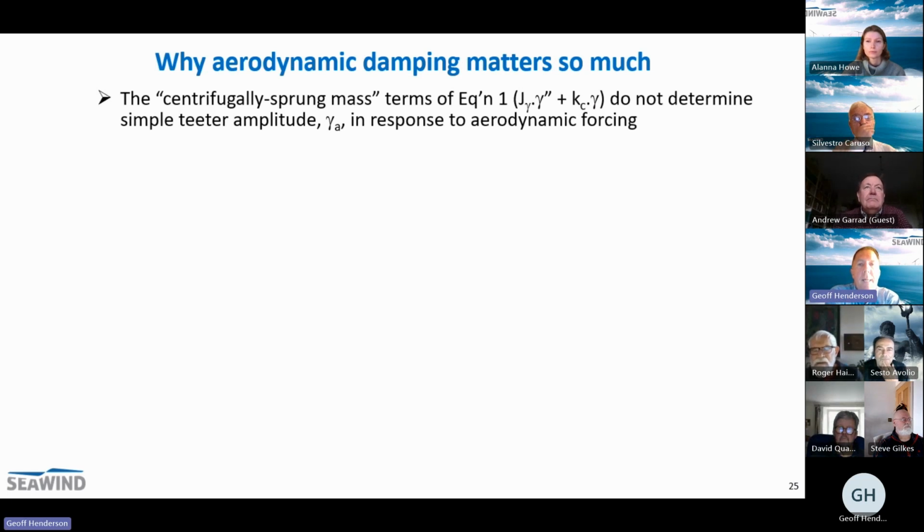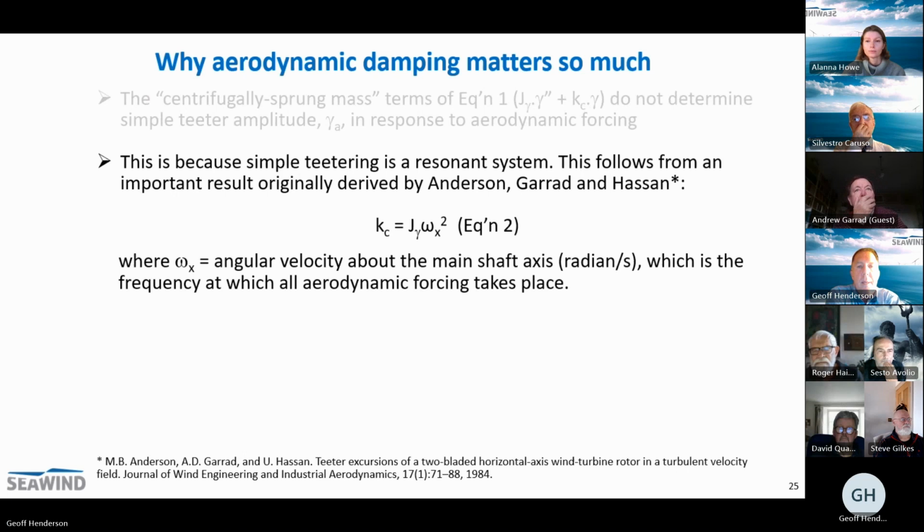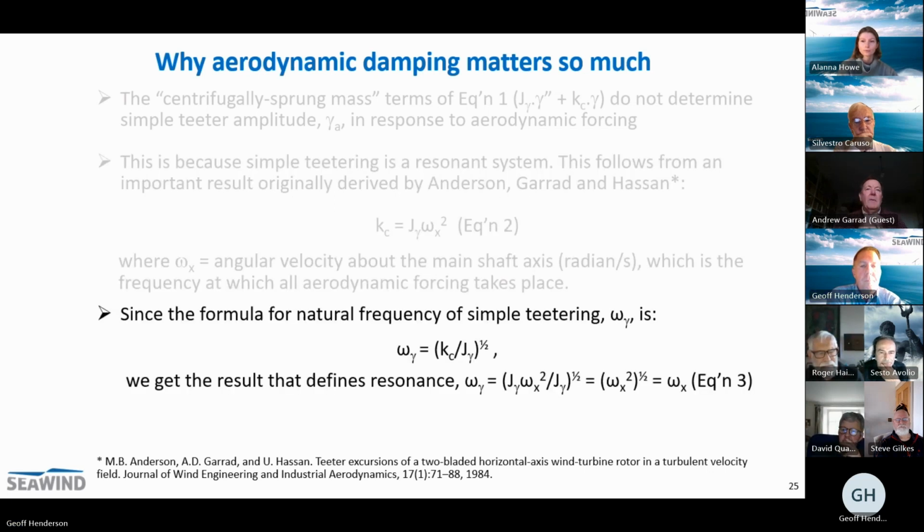So why does aerodynamic damping matter so much? The centrifugally sprung mass terms don't determine the amplitude, and this comes from the fact that simple teetering is a resonant system, which Andrew and his co-authors originally derived in 1984, because the centrifugal stiffness is the inertia times the square of the rotational speed. And that's the frequency at which all aerodynamic forcing takes place.